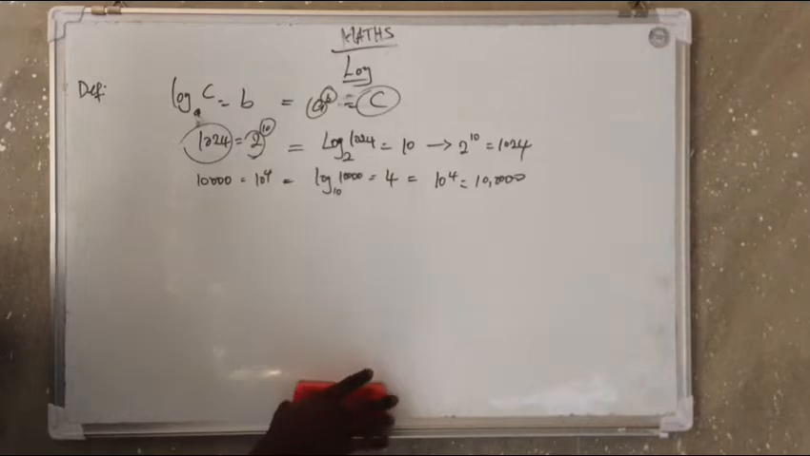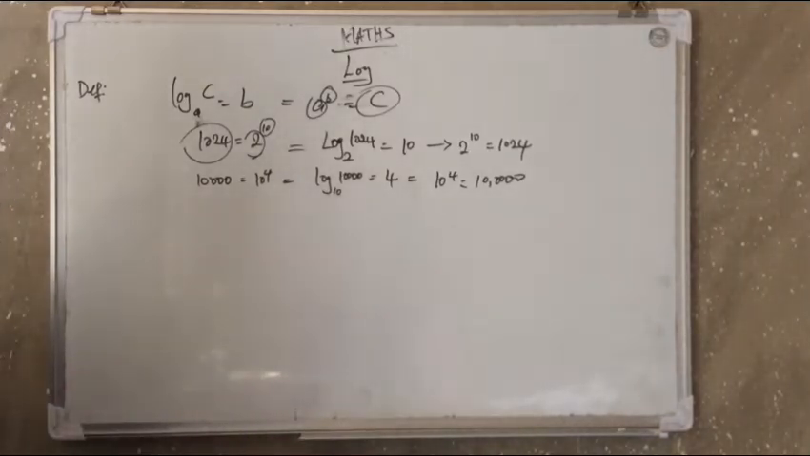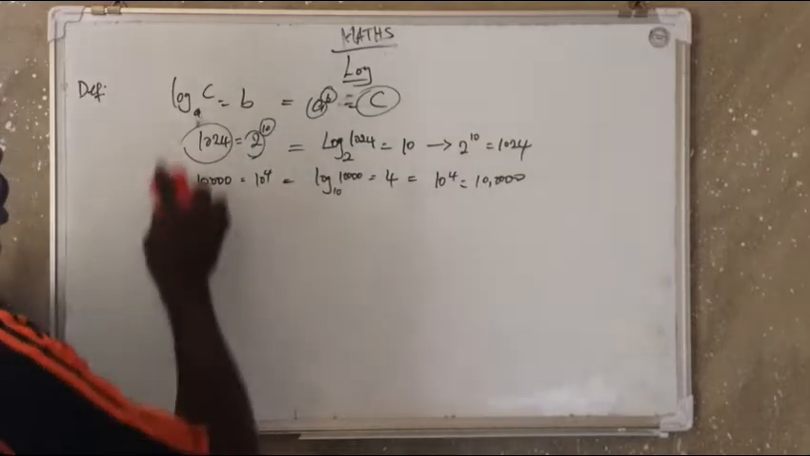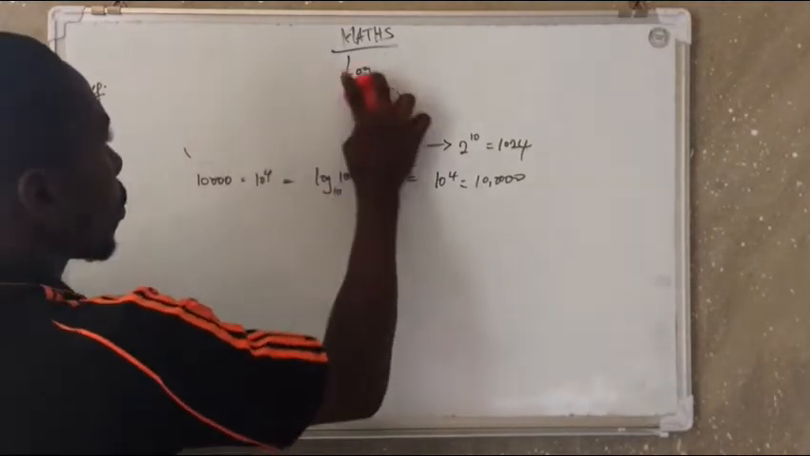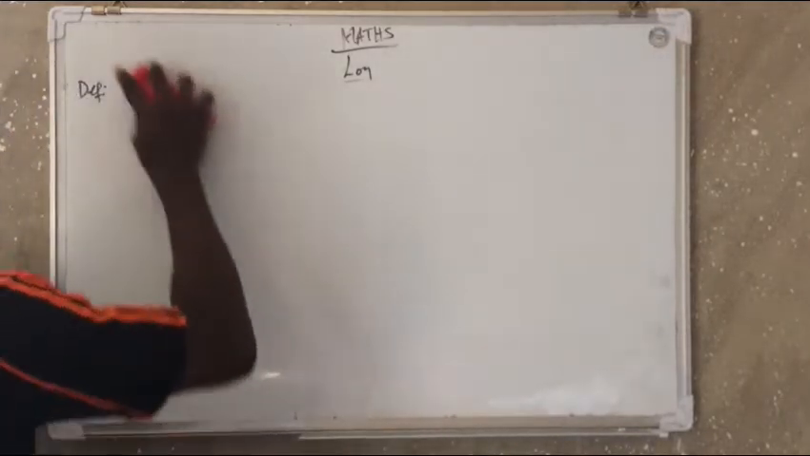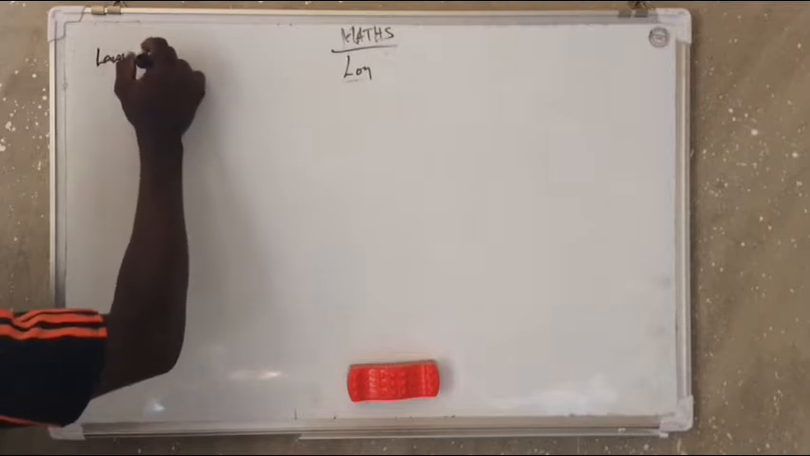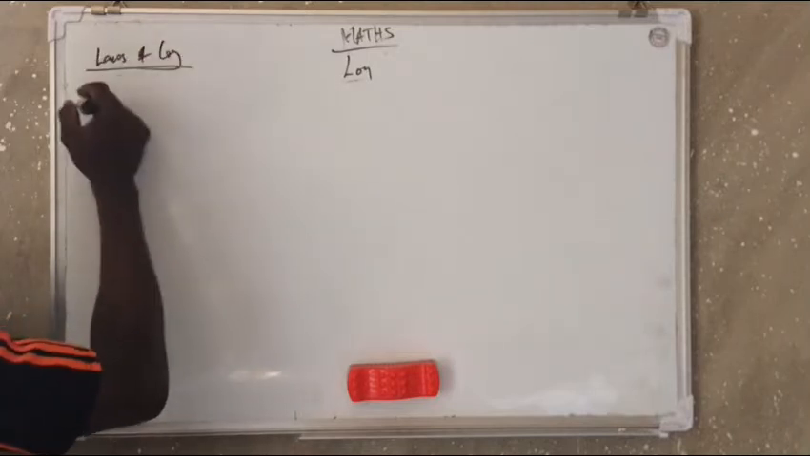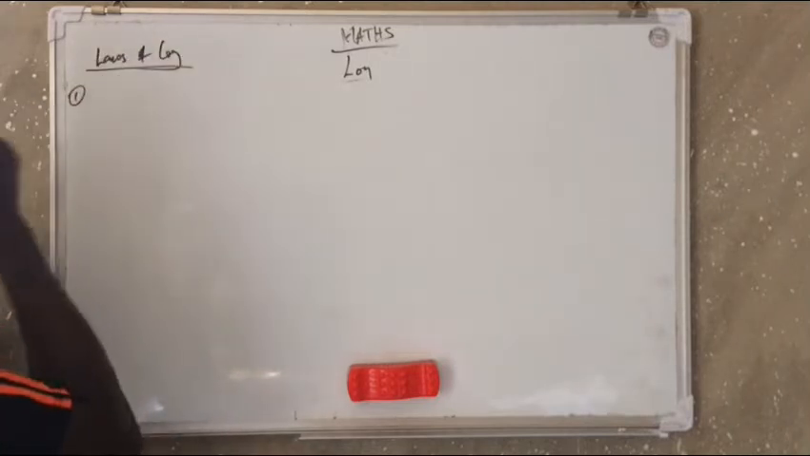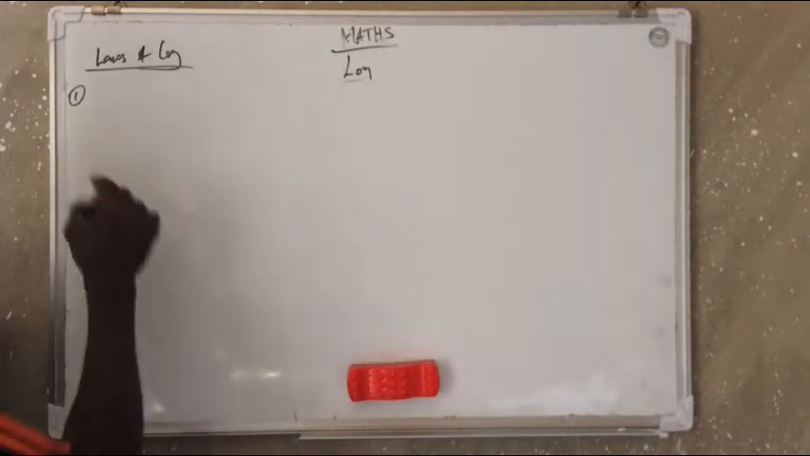So that is some of the things I can tell you about logarithm. I'll go on to something much more interesting, which are the laws of logarithm. We'll go with the first one. There are many laws of logarithm, about 13 to 15 of them.